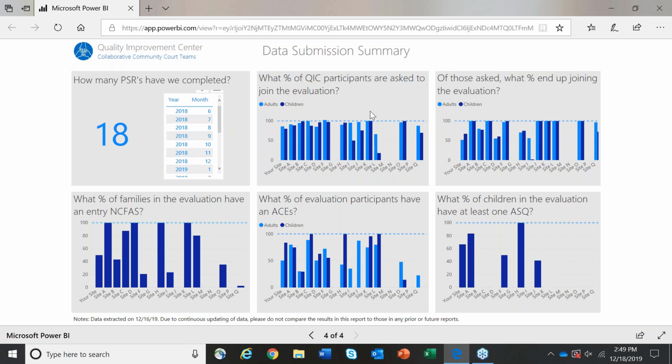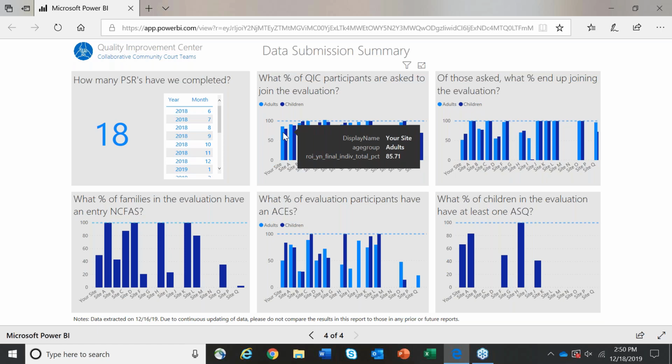So let's see. Then this middle one here: sites are asked to indicate whether each enrolling adult and child has a release of information, or an ROI. So this graphic shows the percentage of adult and child participants that your site has given that information for. These aren't the folks who said yes, they'll enroll in the evaluation. These are the folks who said either yes or no to that.